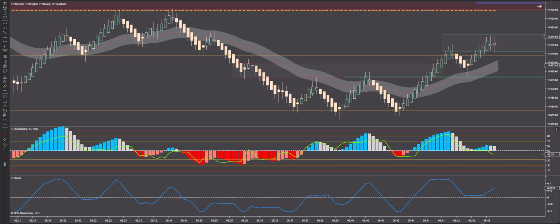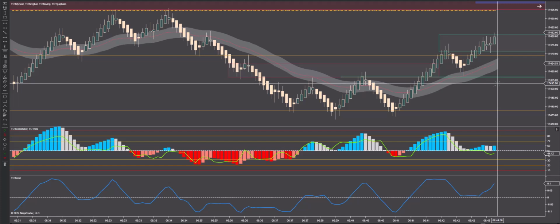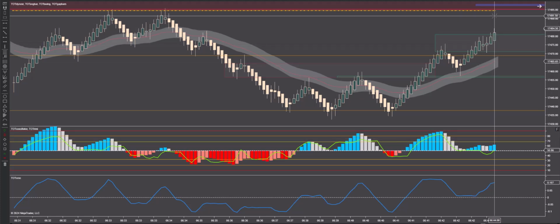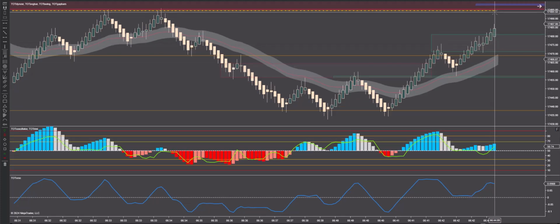Oh, it's chopping, so we can see if we get another blue, and there's our blue, but we haven't crossed with the RMI yet. And there's our cross with the RMI. Now, if you have 3 bars to the open, I think you could go for it.